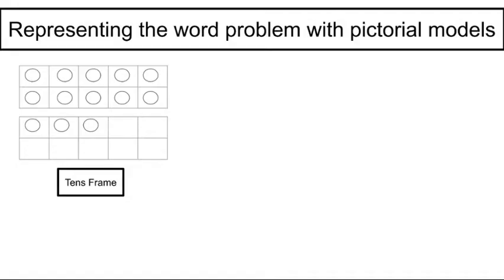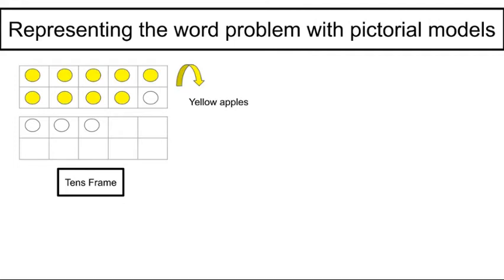Now we will represent the word problems using pictorial models. There are many different types of pictorial models. You don't have to use all the models when you practice your word problem, but you must know how to build all the types of pictorial models. The first type of pictorial model that I have used is the tens frame. I have put 13 circles in the tens frame to represent the number of apples that are in the basket.